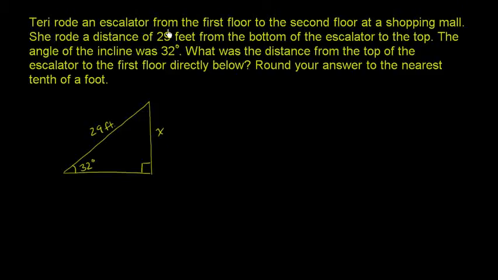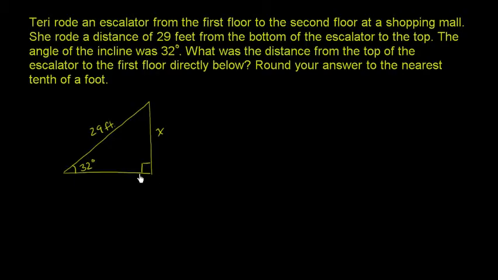Terry rode an escalator from the first floor to the second floor at a shopping mall. She rode a distance of 29 feet from the bottom of the escalator to the top. The angle of the incline was 32 degrees. What was the distance from the top of the escalator to the first floor directly below? Round your answer to the nearest tenth of a foot.